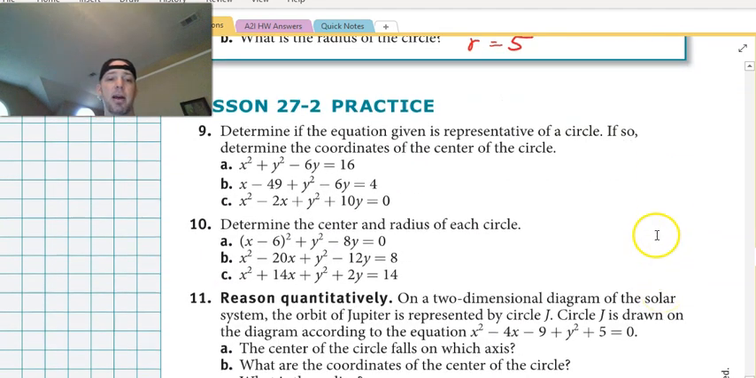All right, lesson practice. I'm going to do one from each section here right now, and then you can pause, and then I'll put the answers up for you. So let's try one from 9. It says, determine if the equation represents a circle.